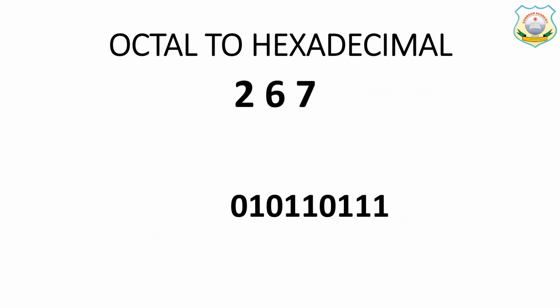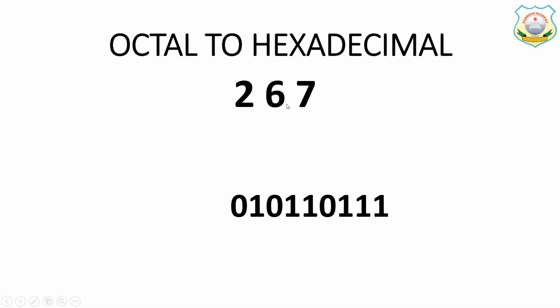Now let's move forward, that is octal to hexadecimal. Do not focus on this, I just left out the animation. Let's focus only on this number, which is an octal number, 267. That's the octal number. Now this octal number I have to convert into hexadecimal. How am I going to do that? I'm going to first convert this octal number into binary.